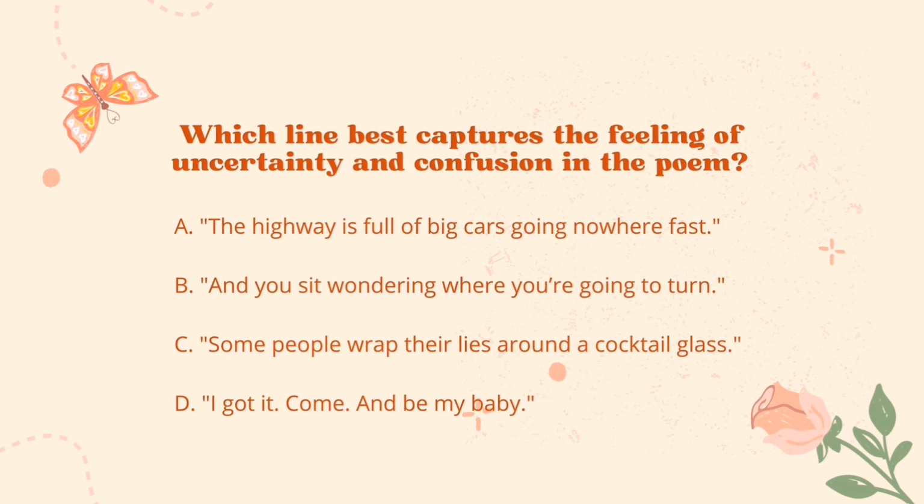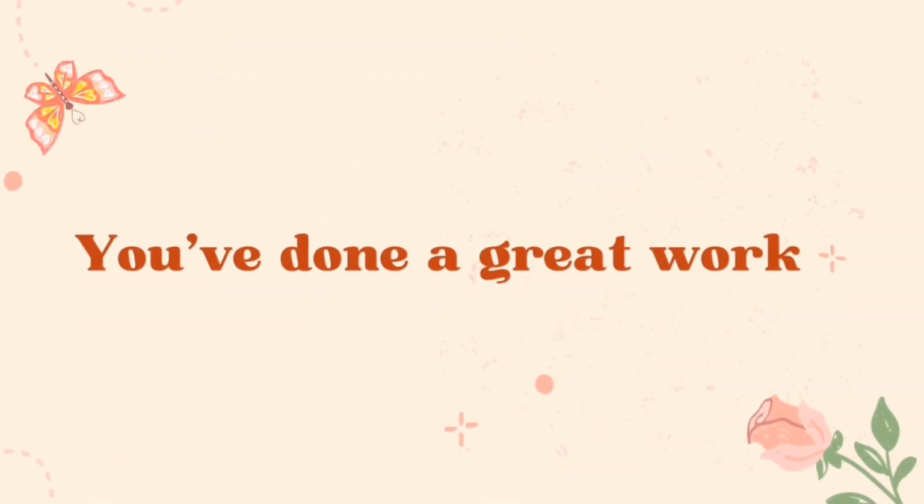And finally, for the last one, which line best captures the feeling of uncertainty and confusion in the poem? The right answer is B, "and you sit wondering where you're going to turn." Great work, everyone! We hope you find the quiz helpful in understanding how semantics work in this poem. Remember, analyzing the meaning behind words helps us appreciate poetry on a whole new level. And don't worry if you get some answers wrong. What's important is that you learn something new and are growing your understanding.